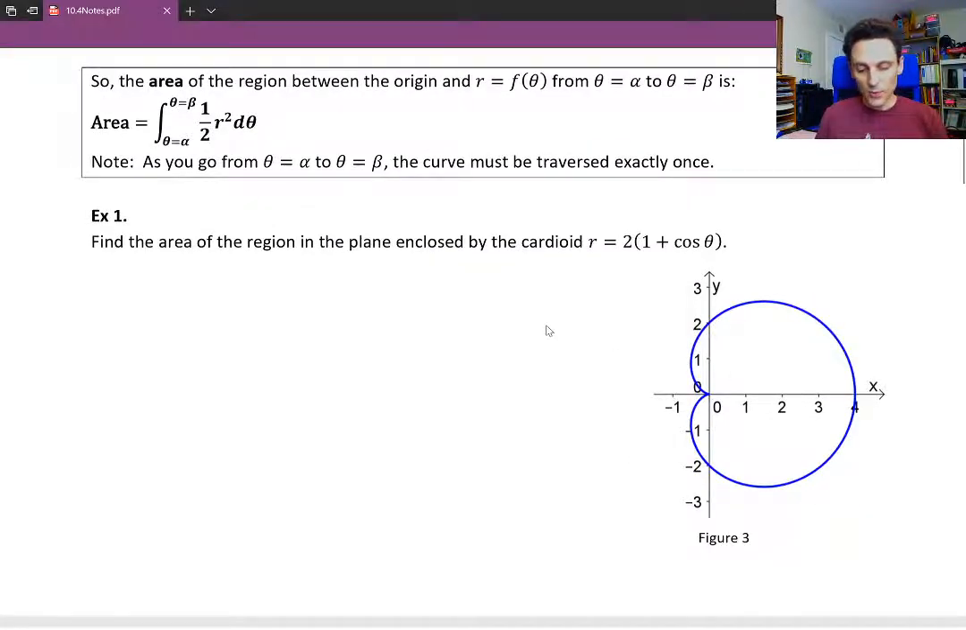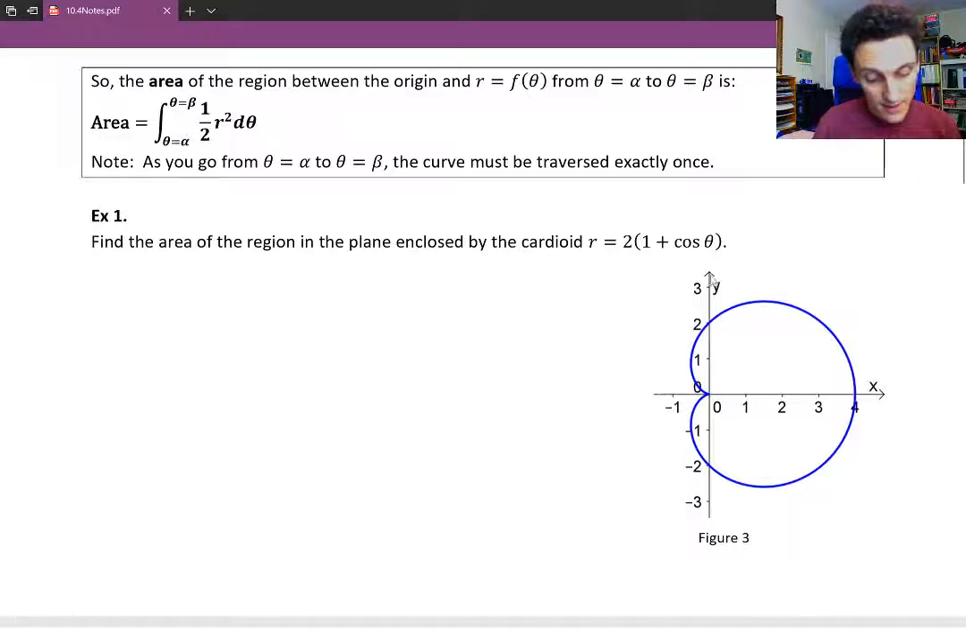Let's check out example 1, which says find the area of the region in the plane enclosed by the cardioid r equals 2 times (1 plus cosine theta). So in figure 3, it graphs that cardioid. Remember that the cardioids with cosine theta are going to be oriented along the x-axis, with symmetry about the x-axis.